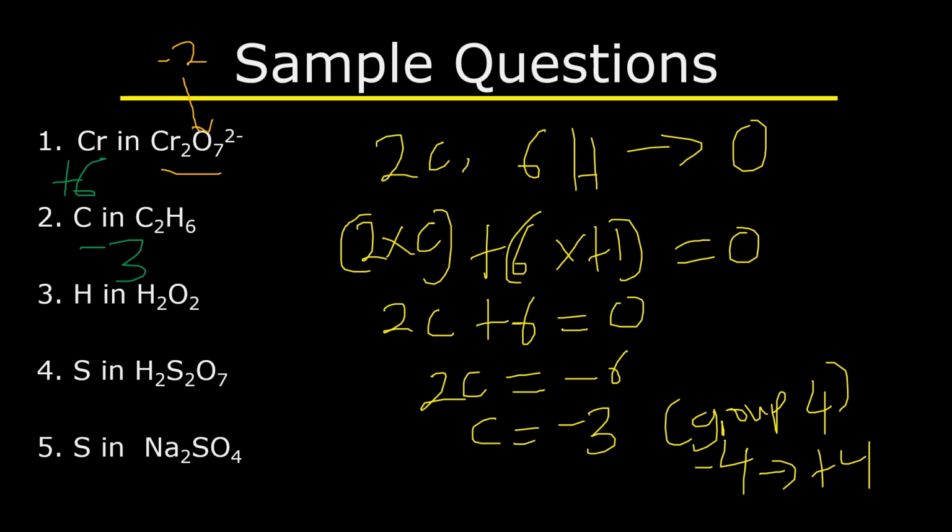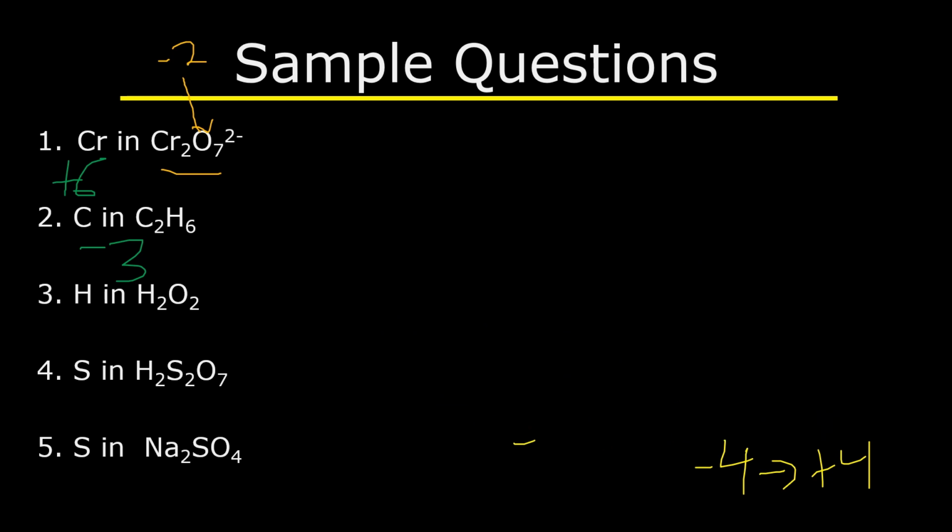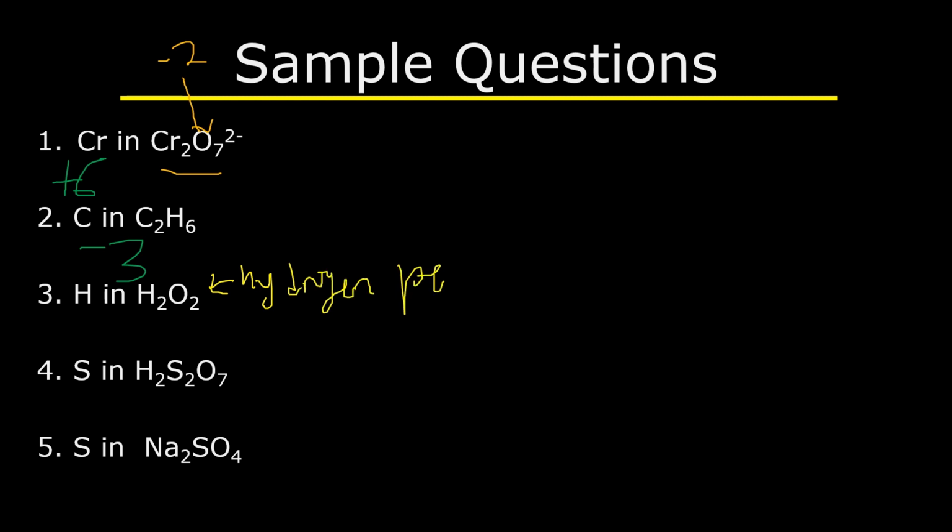Okay, then the next question: what is the oxidation state of H in H2O2, which is a peroxide? Well, let's do that calculation. We know that H2O2 is hydrogen peroxide. Since we see this word peroxide, that means oxygen has a charge of -1 instead of its usual charge of -2. So we can do that calculation.